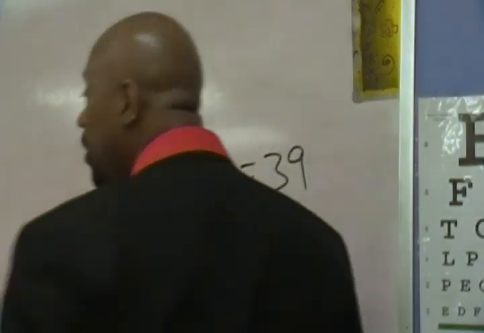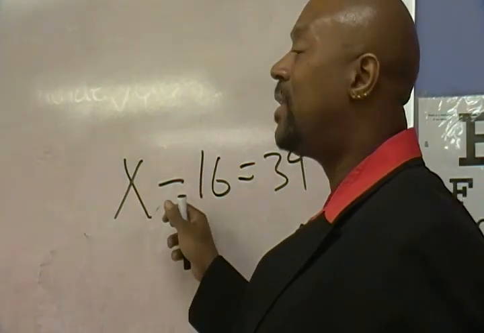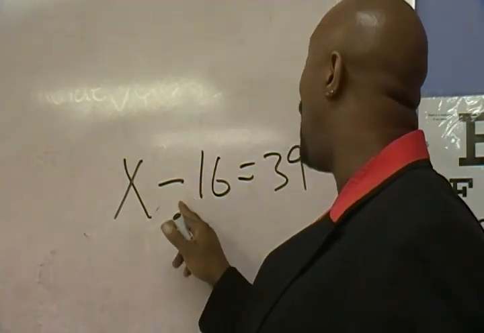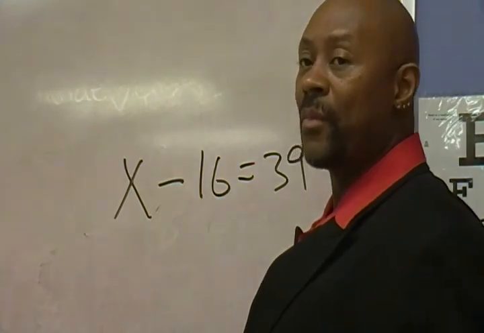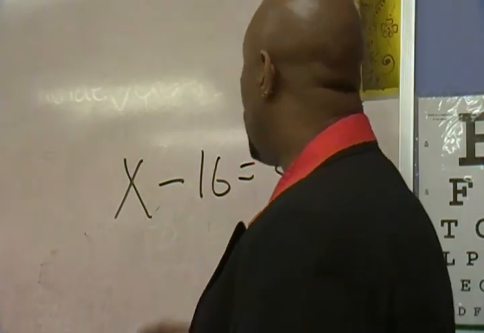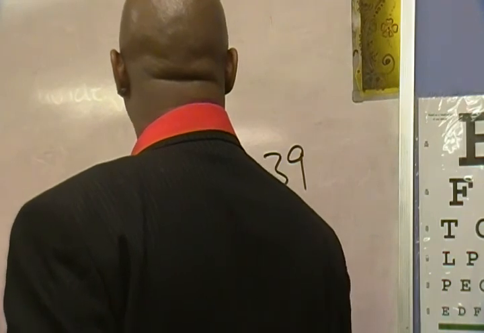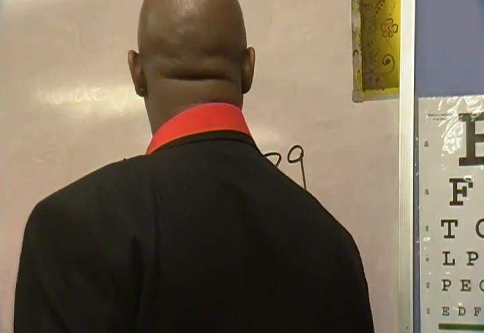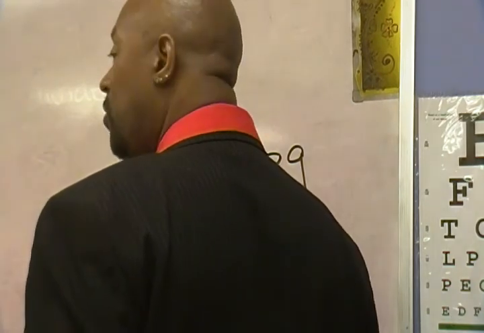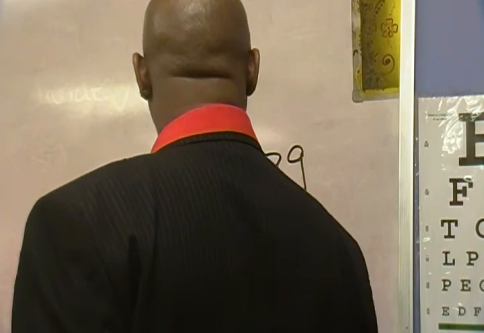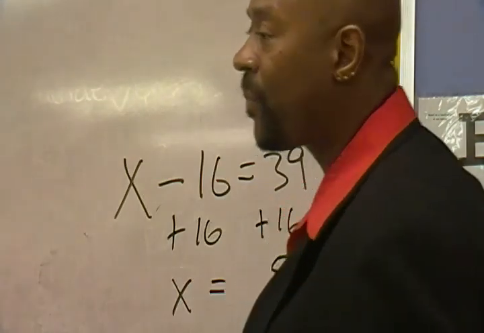Again, the trick is, you want to get the x by itself, okay? We got an x minus 16. How can I get rid of this 16? Add 16. This is minus 16, so I'm going to add 16 to the side. That's going to cancel that out. I'm going to add 16 to this side. That's going to make that 55. X equals 55.